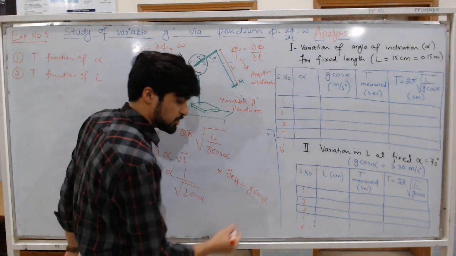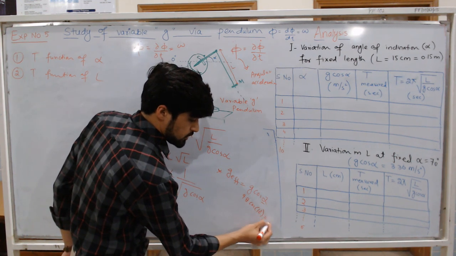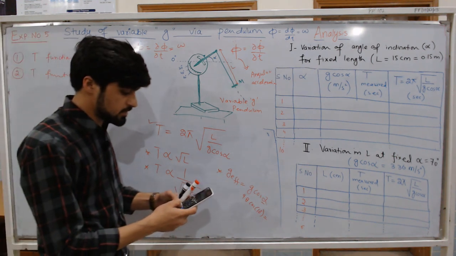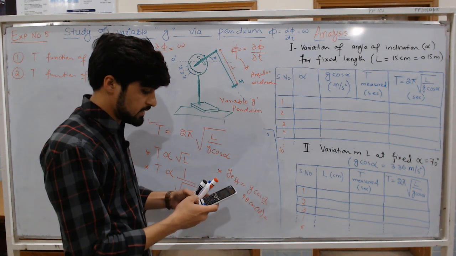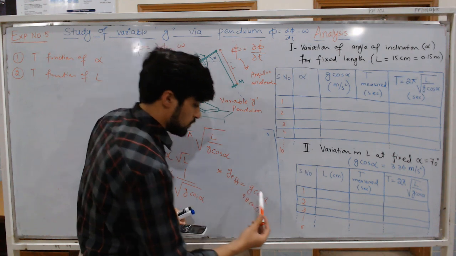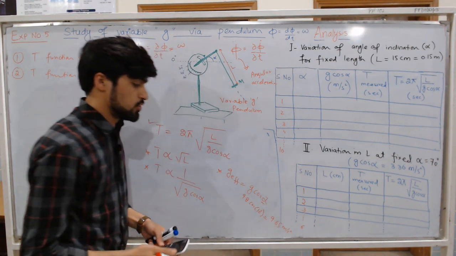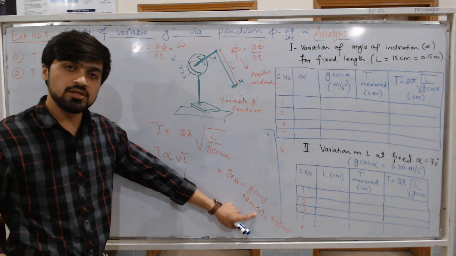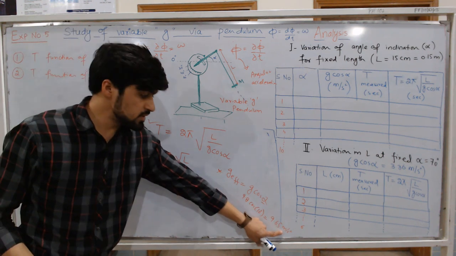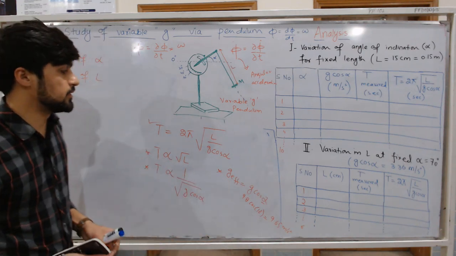Definitely, when alpha changes, if g is 9.8 and this is cos 10 degrees, it will be some value, and that value will be g effective. So if g is 9.8 and alpha is, let's say, 10 degrees, it will give 9.65, which is equal to 9.65 meters per second square. So if your angle of inclination varies, your value of g also varies. This is the g effective value. The g effective value is g cos alpha, keep in mind.